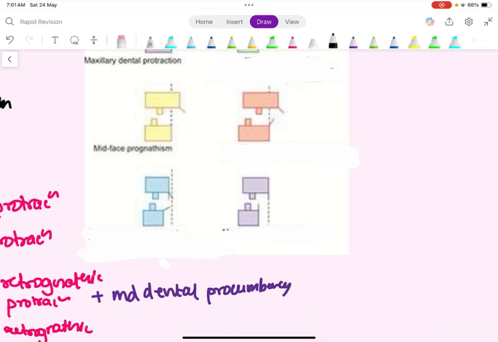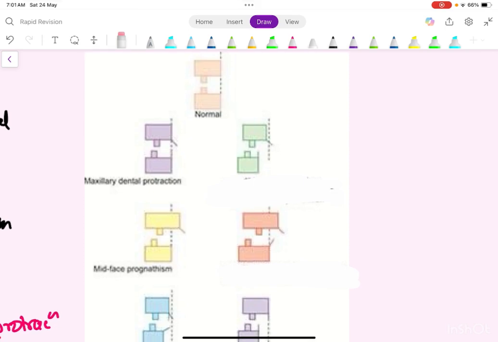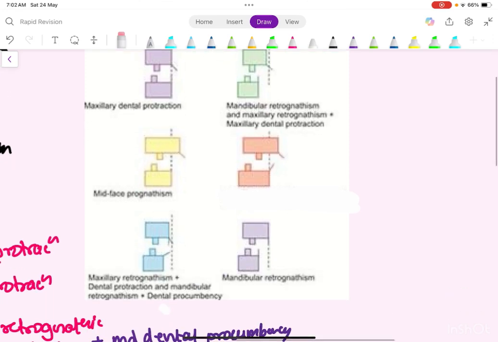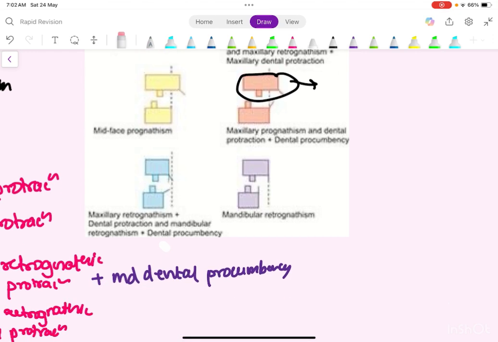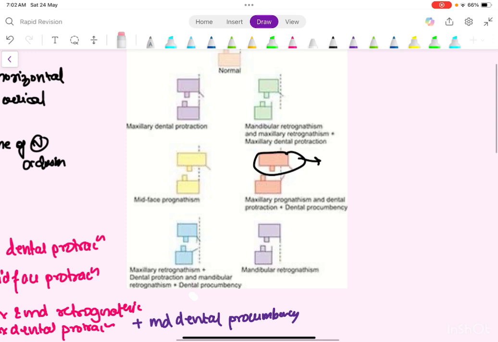Now look at this one. Here look, there are also arrows, so this is type C. The maxilla is retrognathic, the mandible is also retrognathic, but there is dental procumbency. Now this one is the same thing, maxilla and mandible retrognathic, but there is no mandibular dental procumbency. This is just maxillary dental protraction. Now look at this one. Here you have procumbency also, plus this is outside, so the maxilla is highly prognathic. Procumbency is there, and this is mandibular retrognathism. So this is A, this is B, C, D, E, and F.